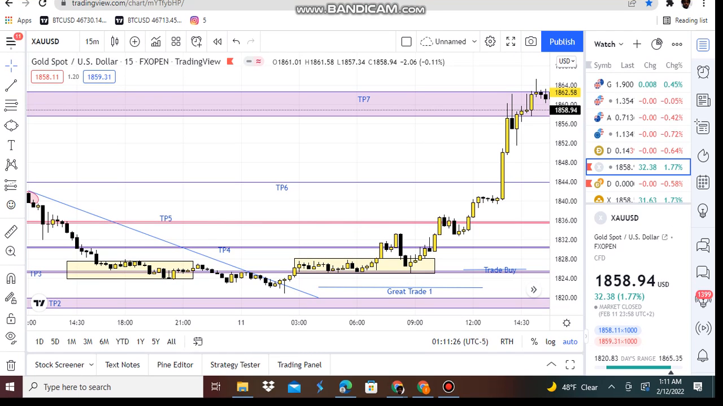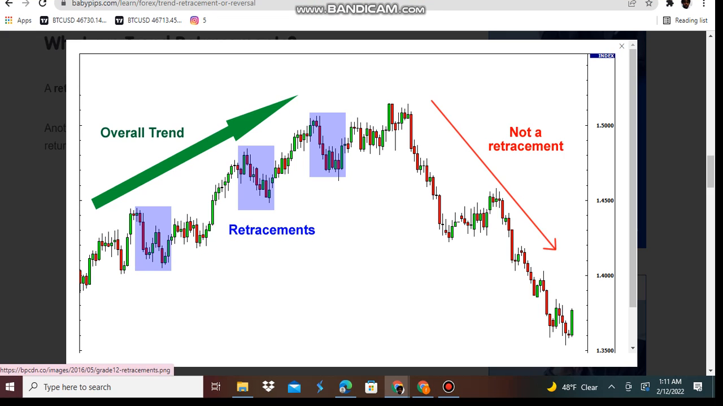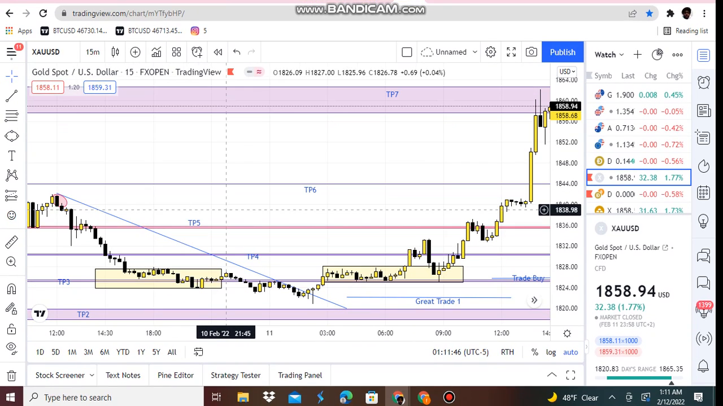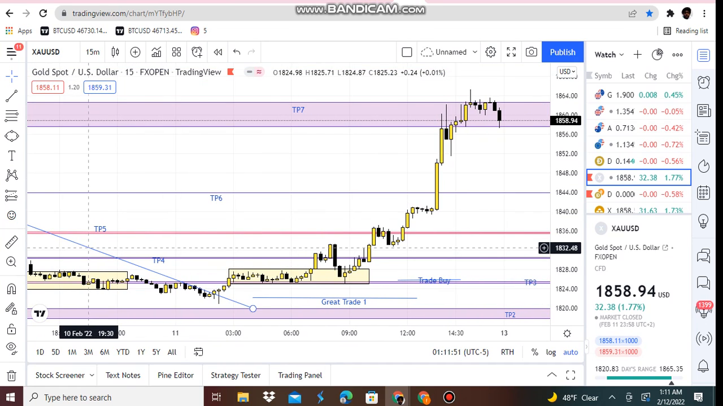Once price retraces back down, boom, then you could have got in at the bottom and rolled this all the way up to take profit 7. Once price retraces back down, you get in at the bottom and ride all the way up to take profit 7. Extremely important to understand. All right, game. Wait for price to retrace back down, boom, and then you'll roll this all the way up to take profit 7. All right, game.